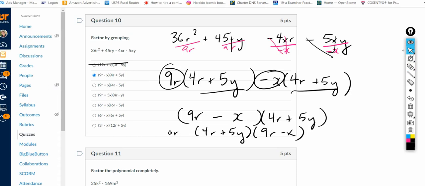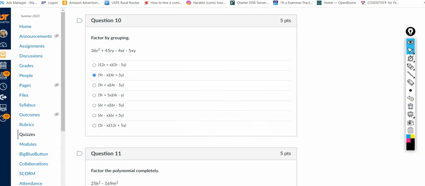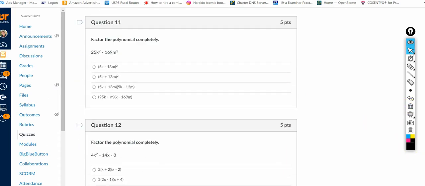Make sure every term is the same. So, and now we go on to the next one. All right. Well, we actually have a difference of 2 squares. So if we know our squares, 25 is the same thing as 5 squared. And 169 is 13 squared.